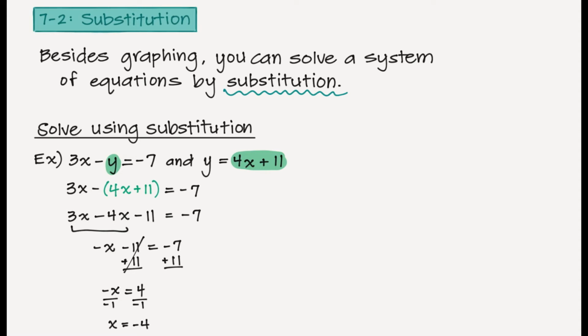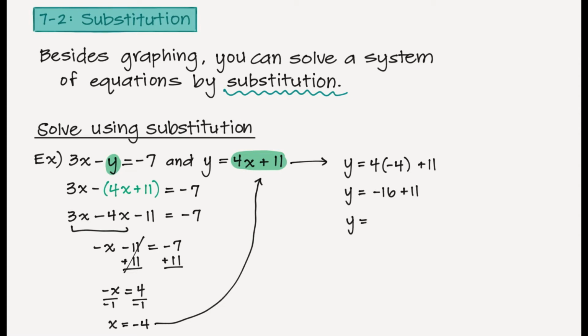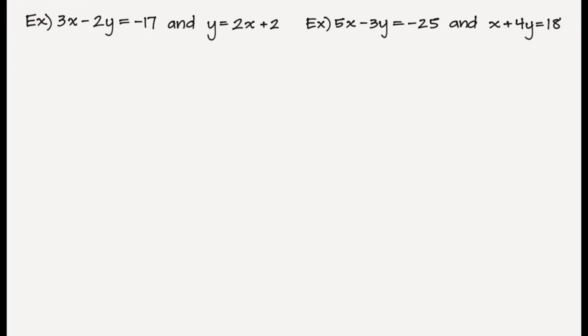So I found the x value of my coordinate, and now I'm going to plug it into one of my equations. So I'm going to plug it into the second one, and I'll plug in the negative 4 right there. So this is 4 times negative 4, which is negative 16, plus 11 is negative 5. So in the end, my solution is negative 4 comma negative 5. And that is substitution. So let's go ahead and do some more examples.